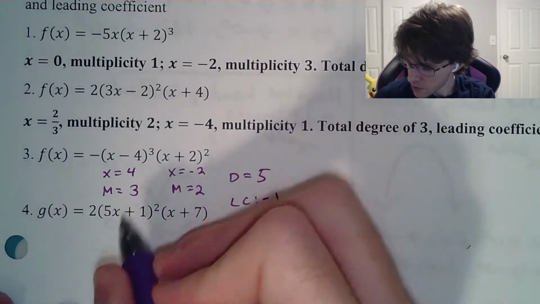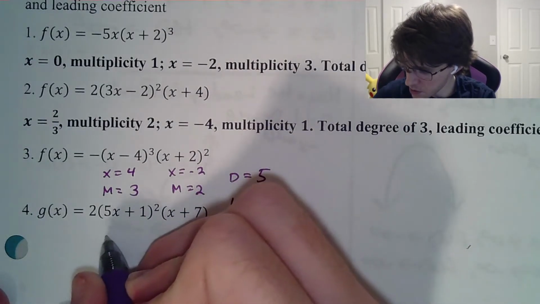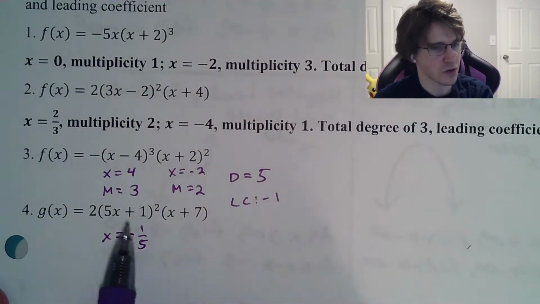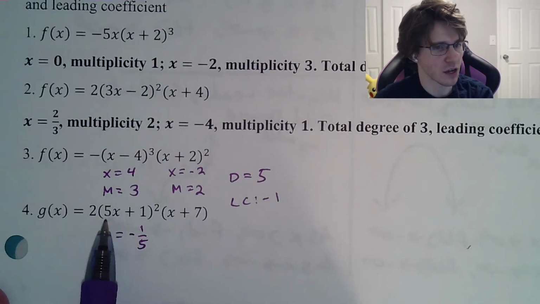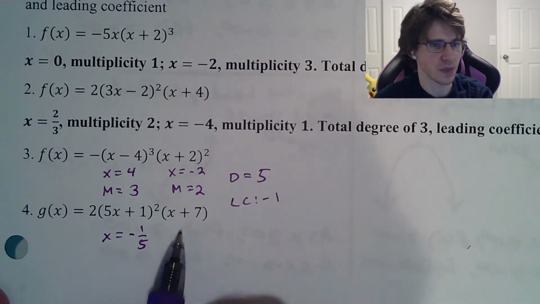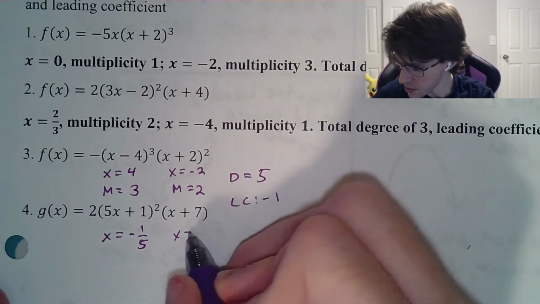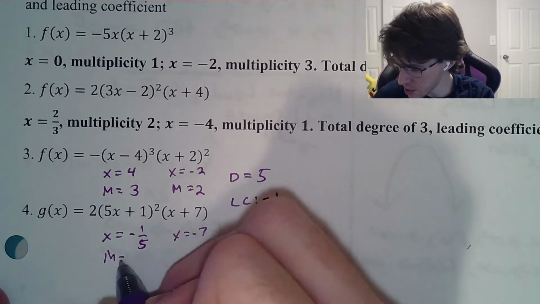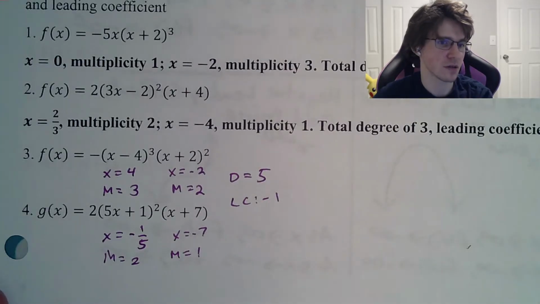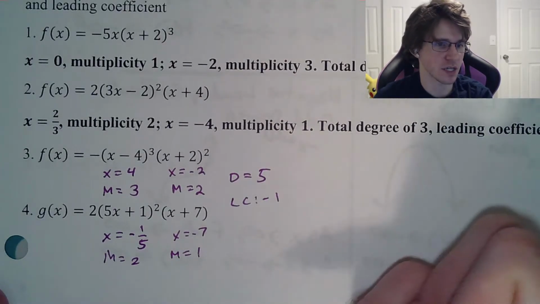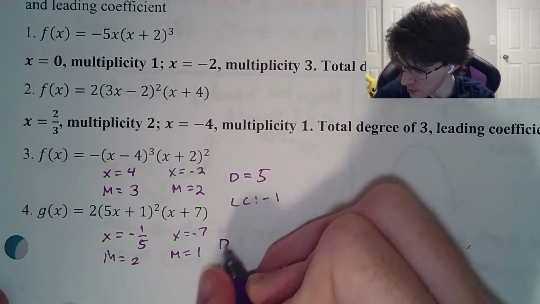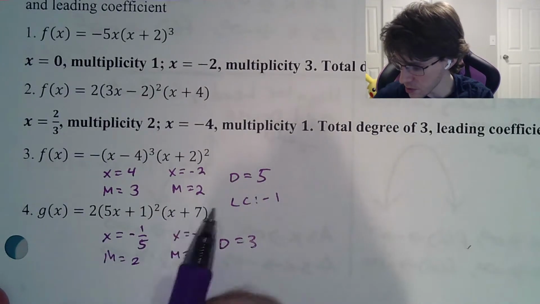Over here, we now have a zero of x is equal to -1 divided by 5. So it's always going to be that number over that number with a negative. It's the backwards version of the question we were doing earlier. Over here, we have x is equal to -7. The multiplicity of our first one is 2 because of that exponent. The multiplicity here is 1 because of this exponent. Finally, the degree on this problem would be 3 because we have 2 plus 1.